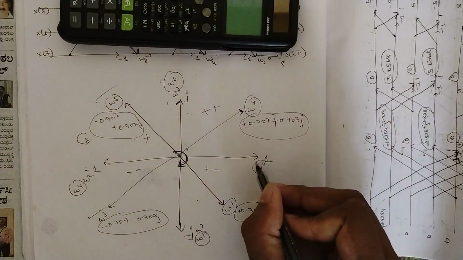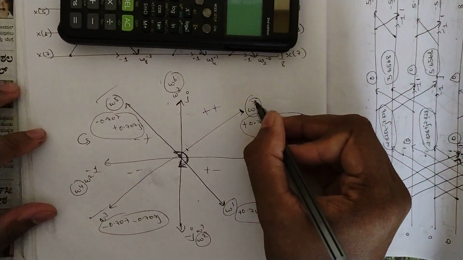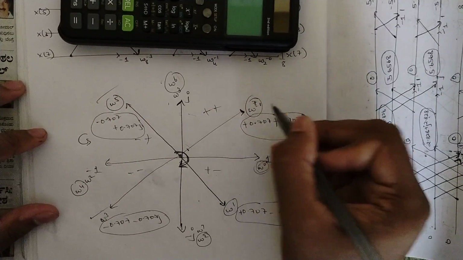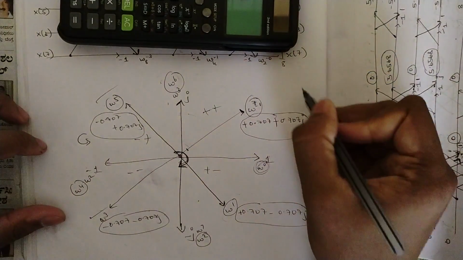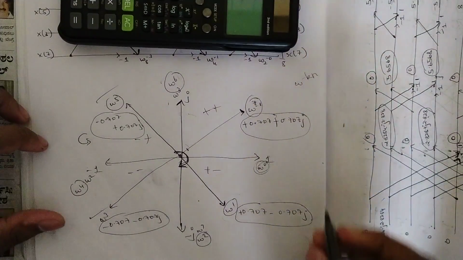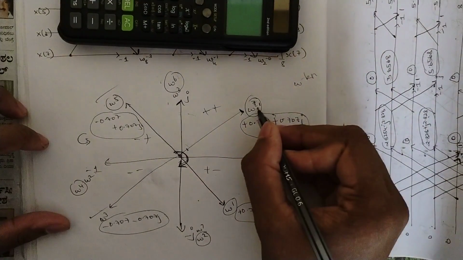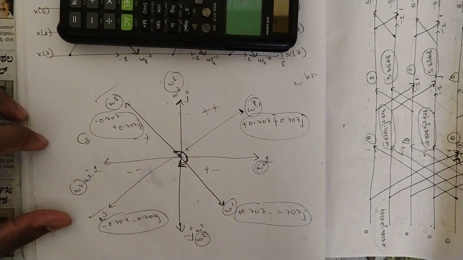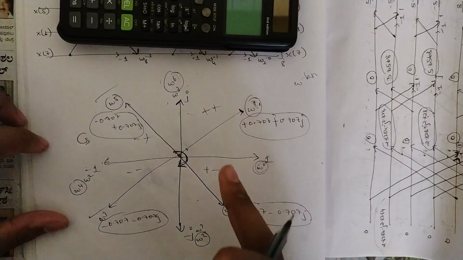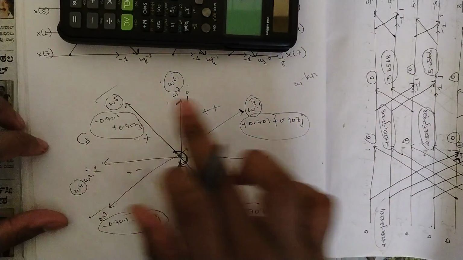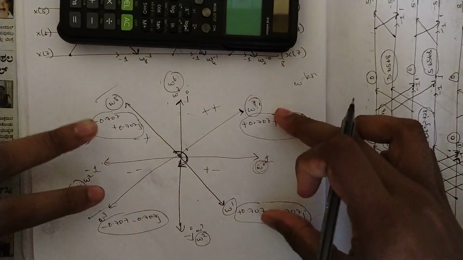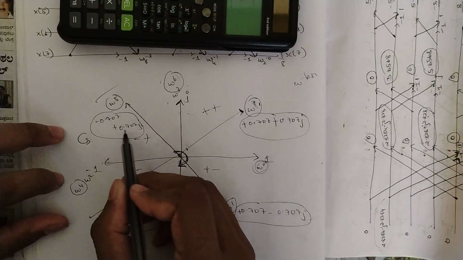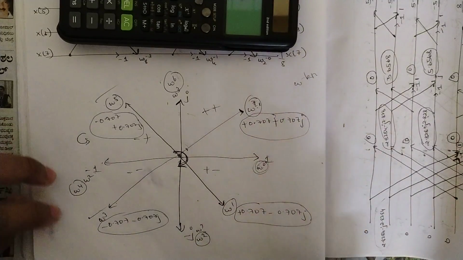So if this is w power 0, this would be w power minus 1, because for IDFT we have w power minus kn. So if this is 0, this is minus 1, minus 2, minus 3, minus 4, minus 5, minus 6, minus 7. In case of IDFT, you should be checking anti-clockwise. In case of DFT, you should be checking clockwise. And these intermediate terms are common for all, 0.707, 0.707j. You should be remembering that.